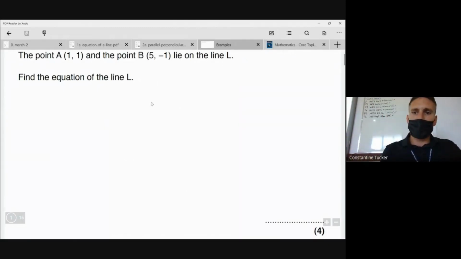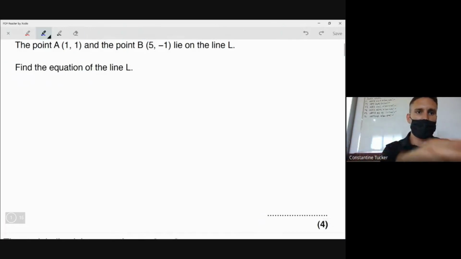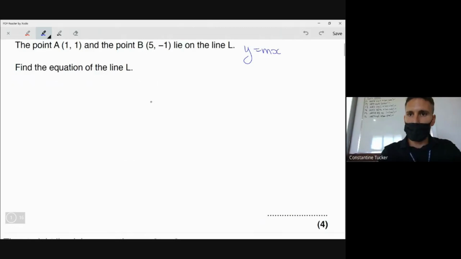So here I'm going to say a couple of things when it comes to problems with the equation of a straight line. Firstly, you need to remember that the equation of a line is y = mx + c, where m is the gradient and c is the y-intercept. So that is where the line crosses the y-axis. So I'm going to make a note here. c is called the y-intercept.